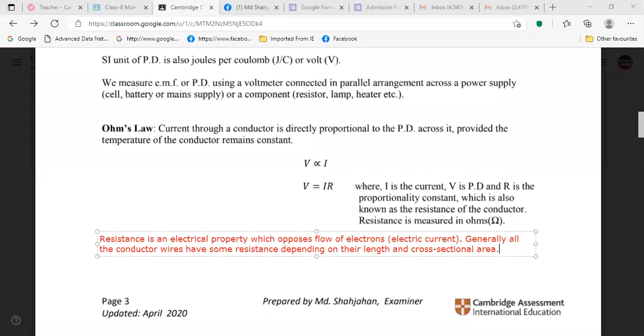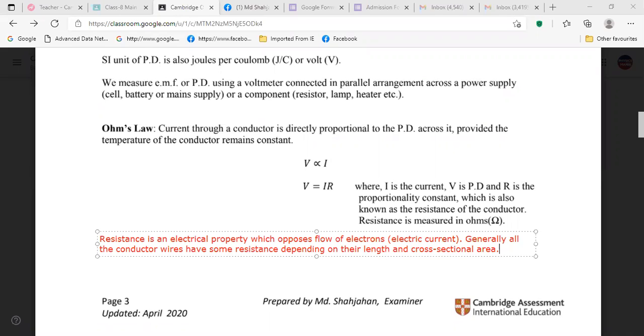So have you understood it, the writing? Resistance is an electrical property which opposes flow of electrons. Generally, all the conductor wires have some resistance depending on their length and cross-sectional area.